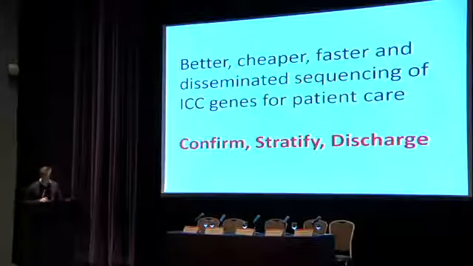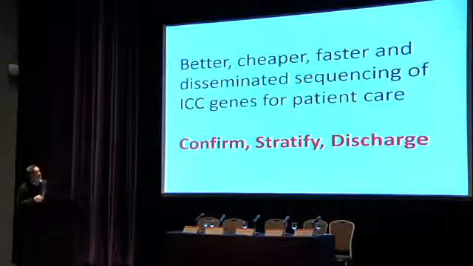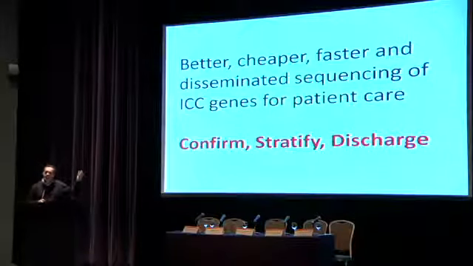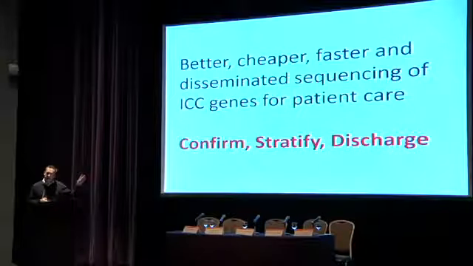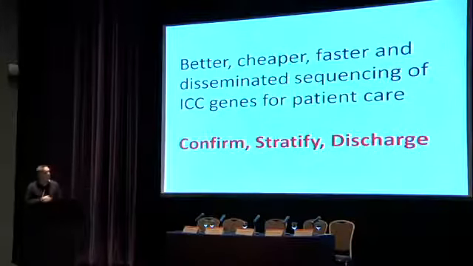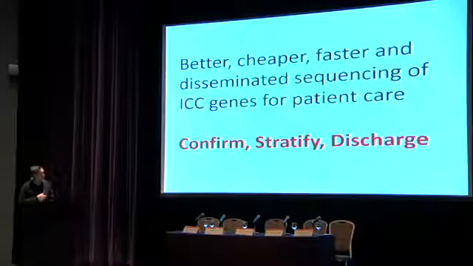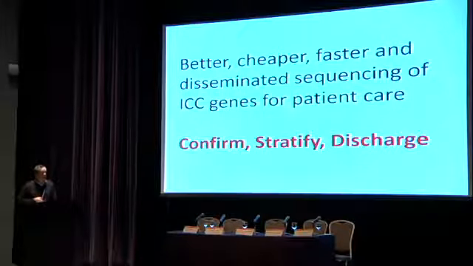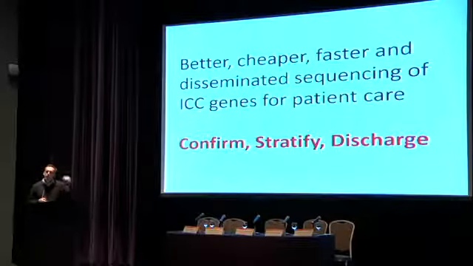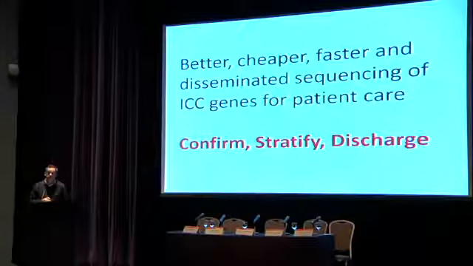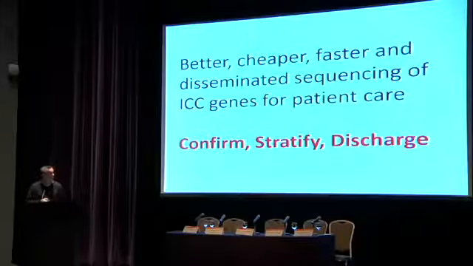So what are we trying to do? We're trying to get better, cheaper, faster and disseminated sequencing of all inherited cardiac condition genes, not just in someone's ivory tower in an academic medical center, but getting it out so it can be used widely. We want to confirm diagnoses, we want to stratify our patients, and we want to discharge those patients who don't have a mutation, whose father does, to a long, happy, healthy life, and not follow them up every year for the rest of their life with investigations and unnecessary scans, which costs a lot of money.